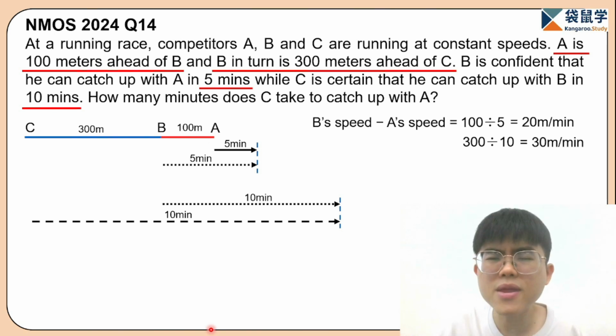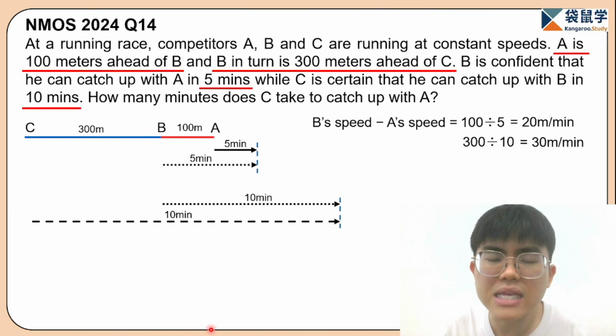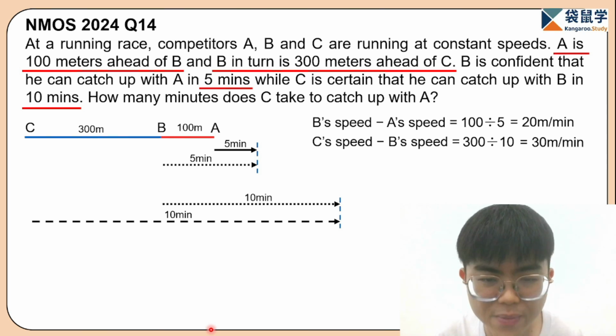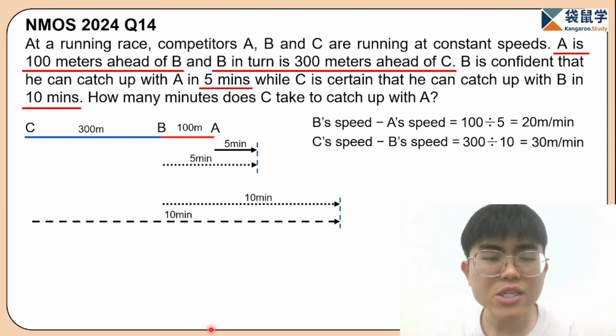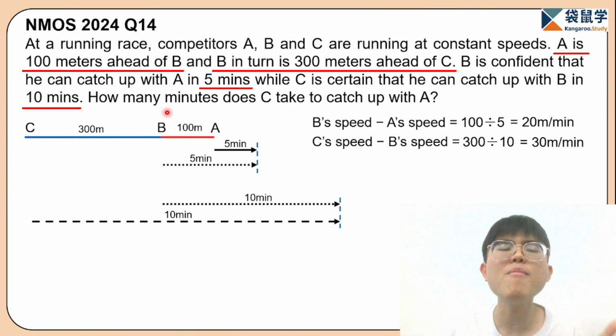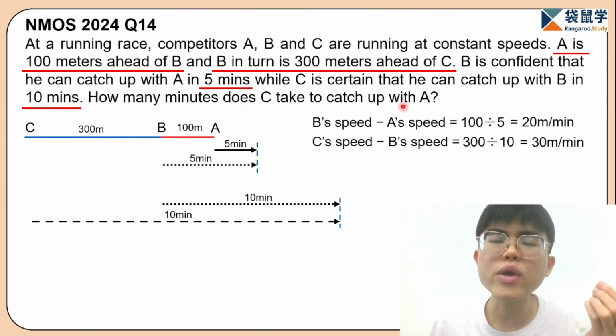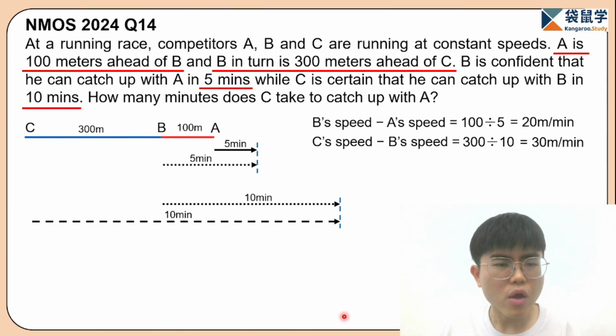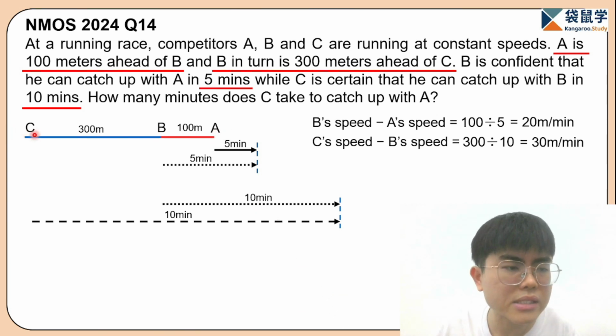Again, we say that 30 meters per minute, the meaning behind it is actually just the speed of C minus the speed of B. Alright everyone, now in this question, what we want to find is how many minutes C takes to catch up with A.